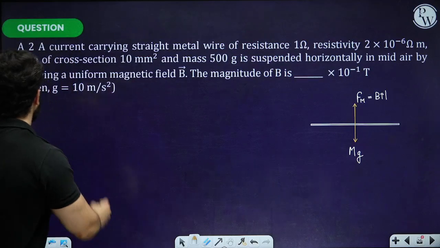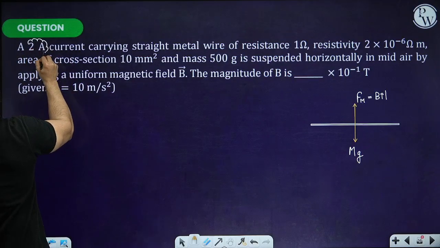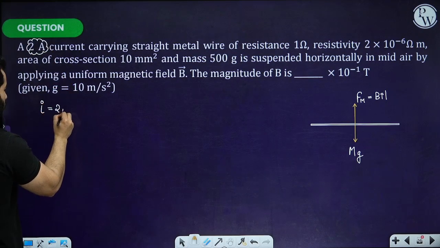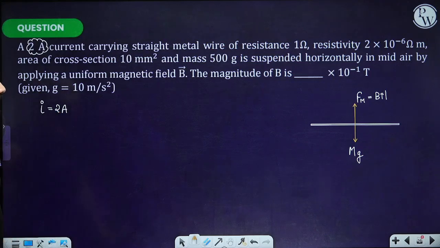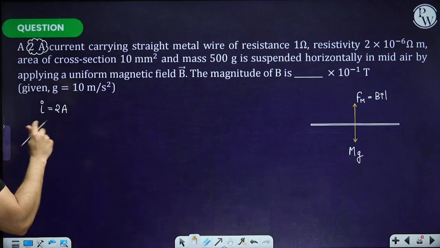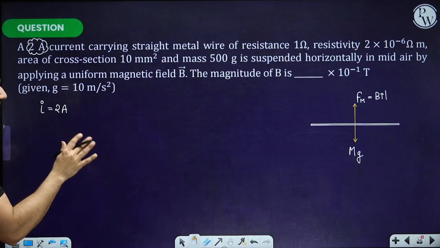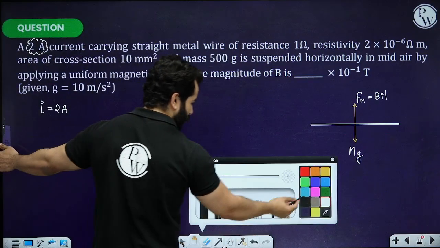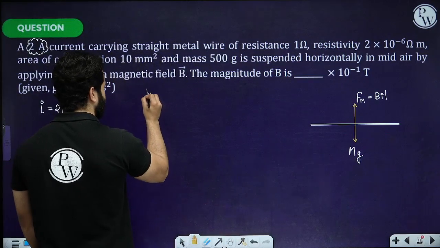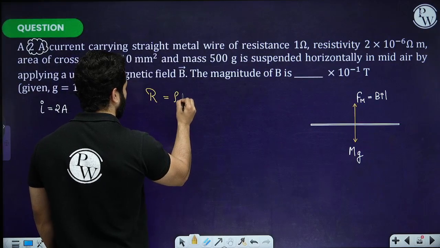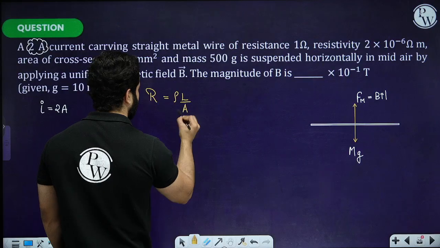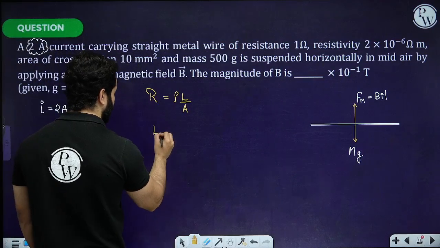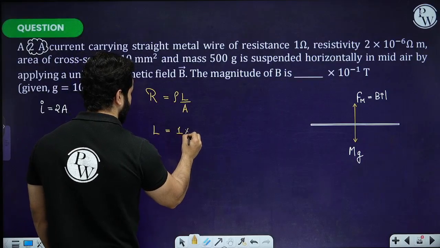Because we know that they have also given us 2 ampere. So current is given to us. Then everything else is given. g value is given. We want to find out the length. So for finding out the length, you know what I am going to do? I am going to use the value of resistance. Resistance is equal to rho L by A. Resistance is 1 ohm. So length will be 1 ohm multiplied by area.